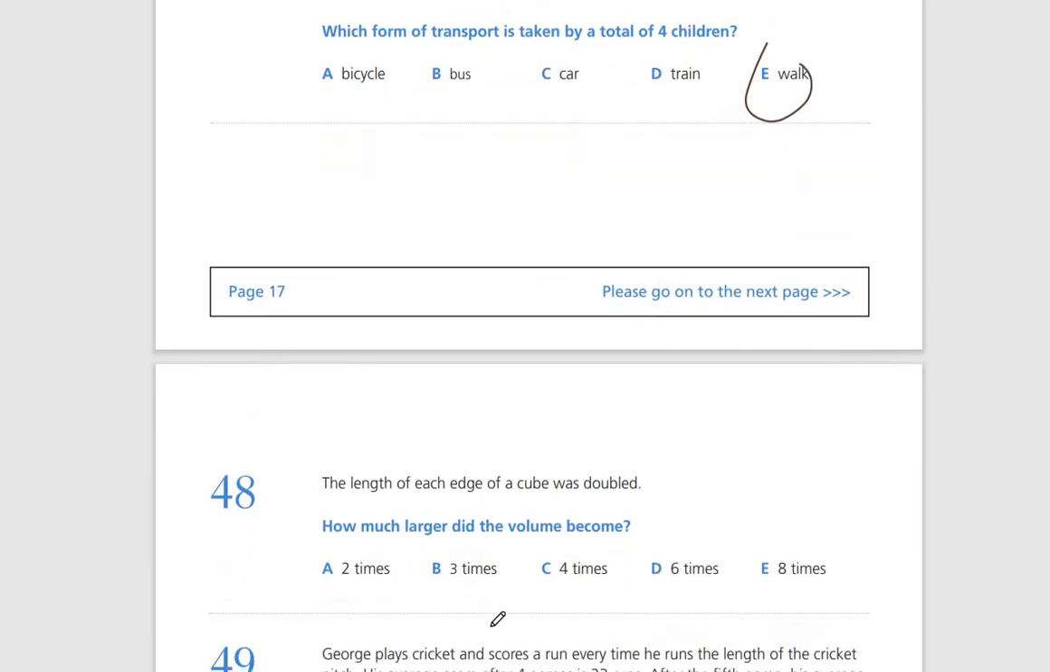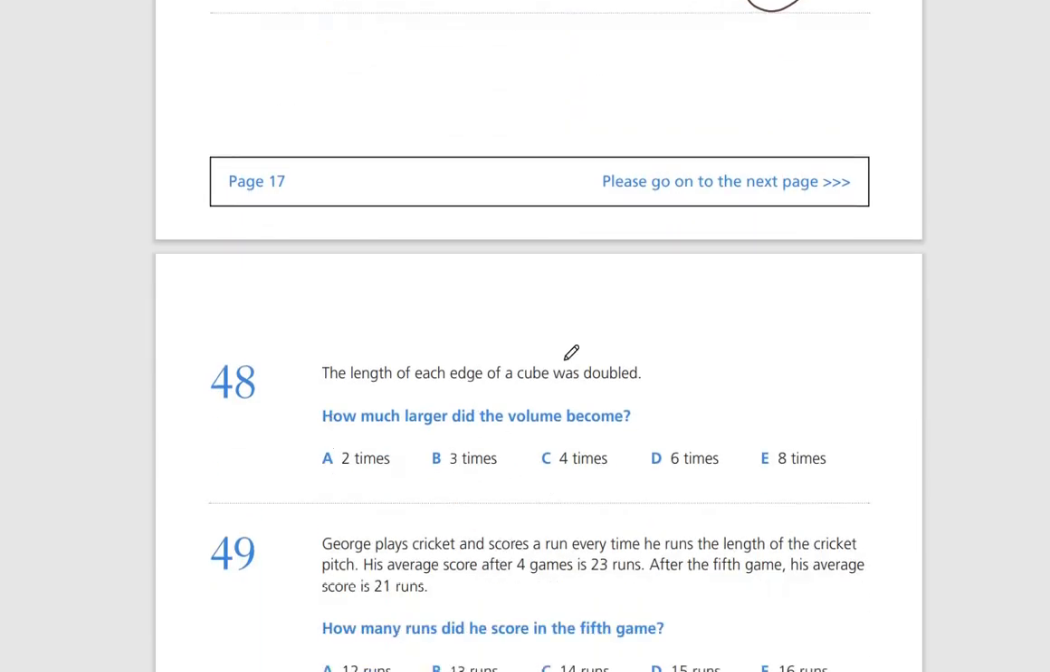The length of each edge of a cube was doubled. How much larger did the volume become? Well, the length of each edge of a cube is doubled. There are 4 lengths in a cube. And then if it's doubled, that means 4 times 2, which is 8, which gives us E, 8.